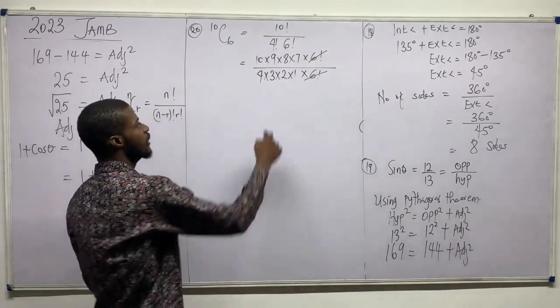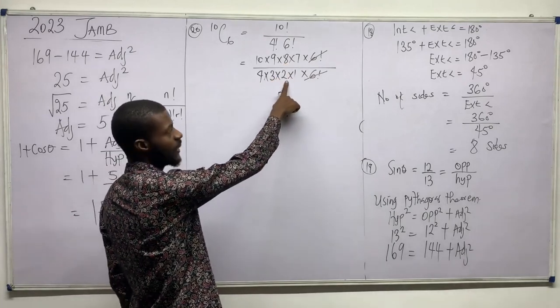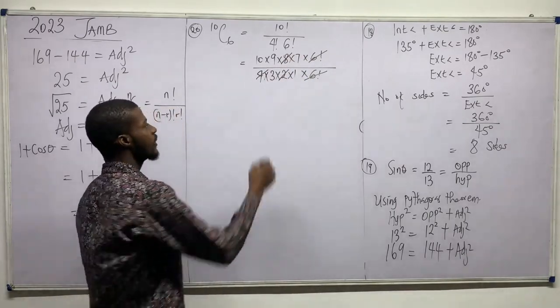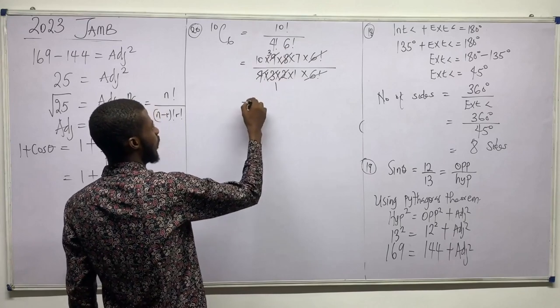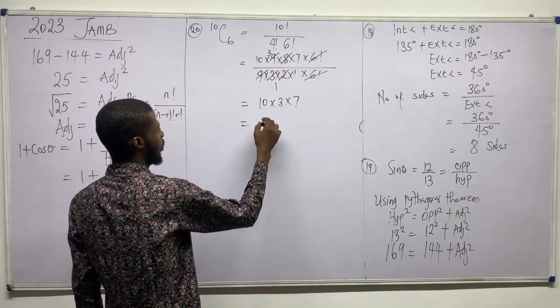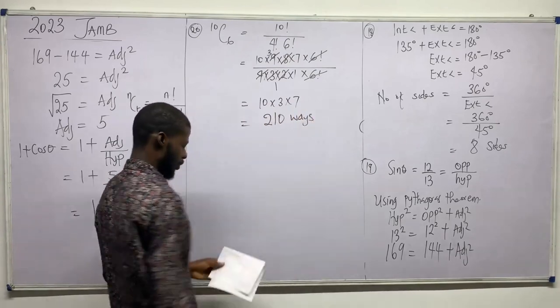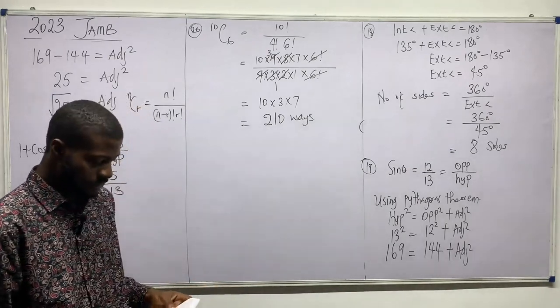Now this is 8, right? At the top. 4 times 2 will still give us 8, right? So it means 4 times 2, we cancel 8. Now, 3 here is 1. 3 into 9 is 3. So what are we left with? 10 times 3 times 7. So all this gives you 210 ways. So that will become the answer for that very question. It was kind of easy.